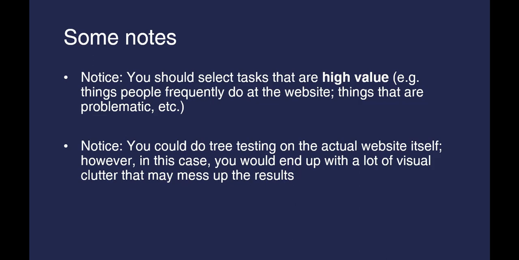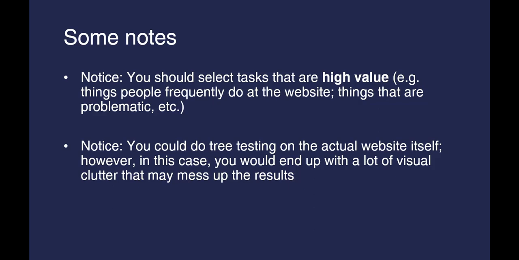You may not have the chance to do a full investigation of everything in terms of the hierarchy and labeling on the website, so focus on the ones that are important to the audiences that you've identified who are coming to this website. And note that you could also do tree testing on the actual website itself. However, in this case, you would end up with a lot of visual clutter that can mess up the results. So this is text only.